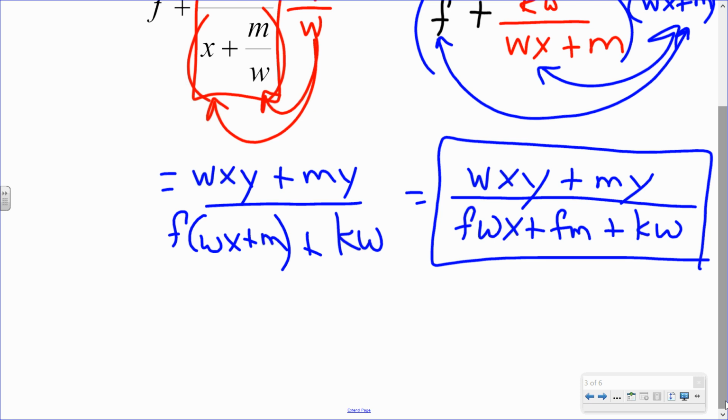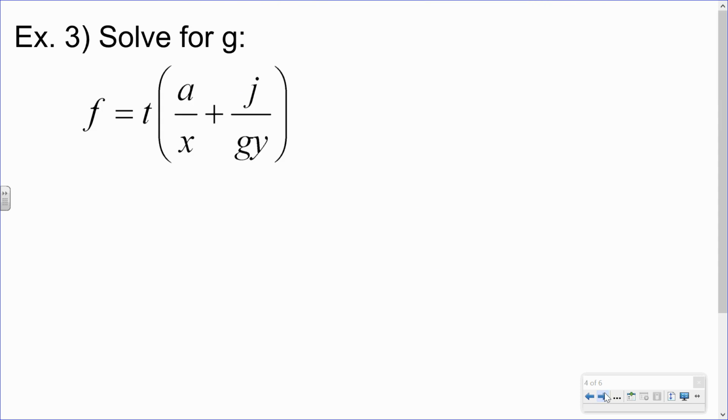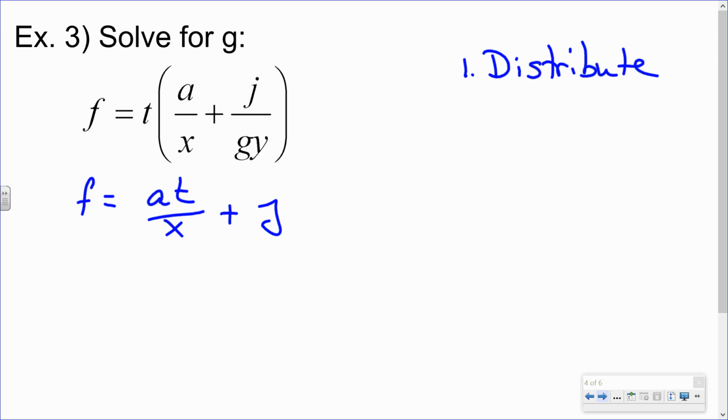Okay, then let's move on to our abstract equations where we're solving for a variable, and you got a little bit of a review for this with those trig problems number 14 and 15 on that worksheet that I gave you. First step, distribute if there is something that you can distribute. We avoid some mistakes if we go ahead and do the distributing first. So this tells us f is at over x plus jt over gy.